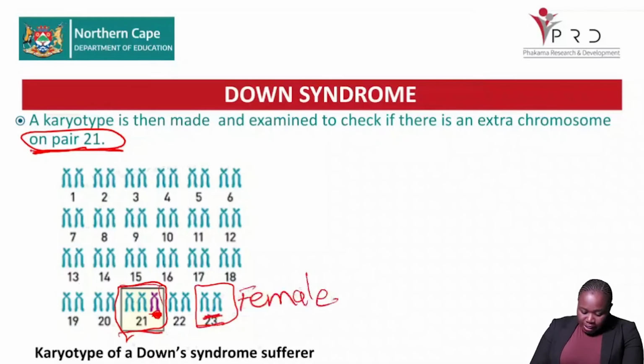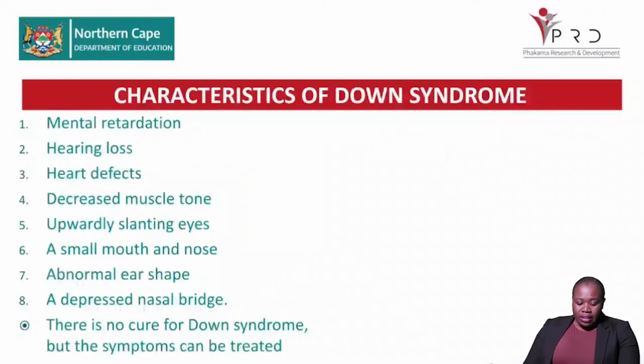Then you can say that they have 47 chromosomes because of the extra chromosome there. The characteristics of individuals with Down syndrome, we can see them by having mental retardation, some hearing loss, some heart defects as well. They also have decreased muscle tone, as well as upwardly slanting eyes. They have a small mouth and a small nose. They have abnormal ear shape, and they have a depressed nasal bridge. So their nasal bridge is not defined, right?